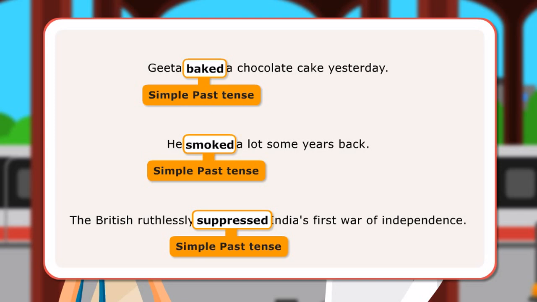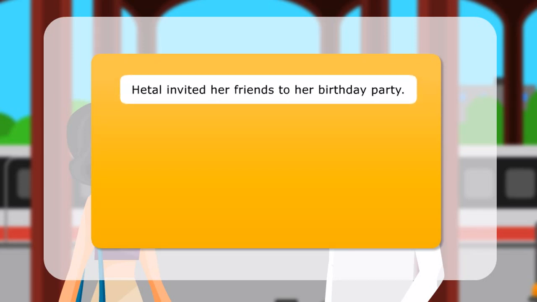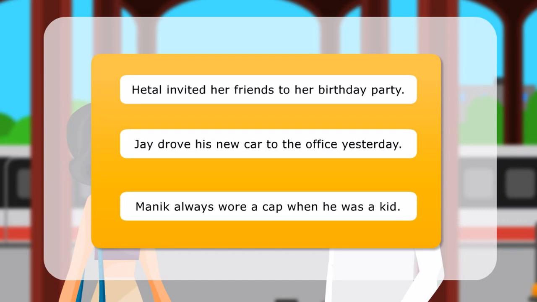Here are few more examples of sentences with verbs in simple past tense. Hetal invited her friends to her birthday party. Jay drove his new car to the office yesterday. Manik always wore a cap when he was a kid.